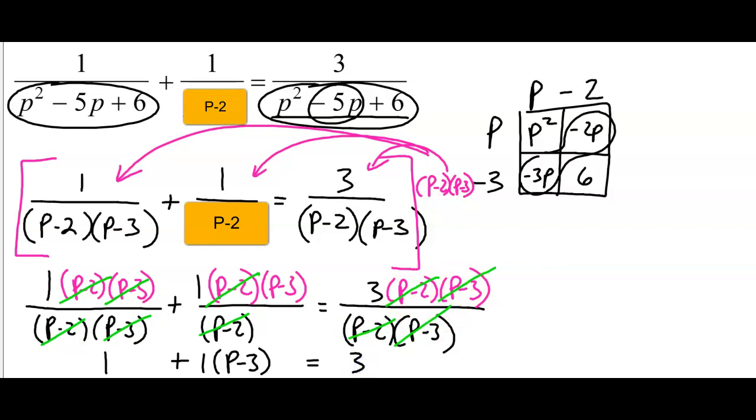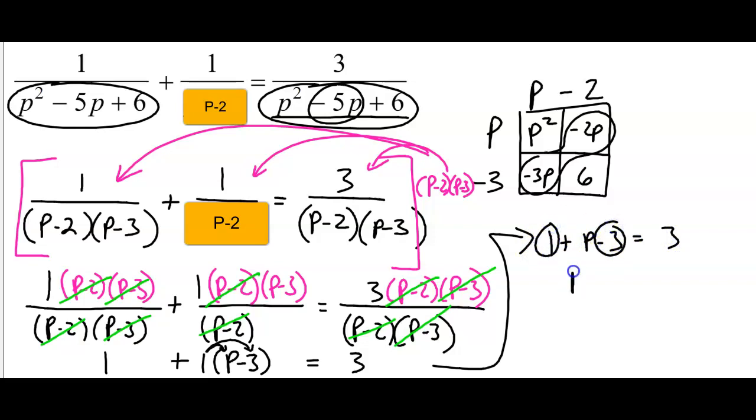All right, once again, now we're at the solving step. So we're going to start by distributing once again. So that's going to be 1 plus p minus 3. Then we're going to combine our like terms. Those make negative 2. And then finally, we'll add 2 on both sides to get our final answer, which is 5.